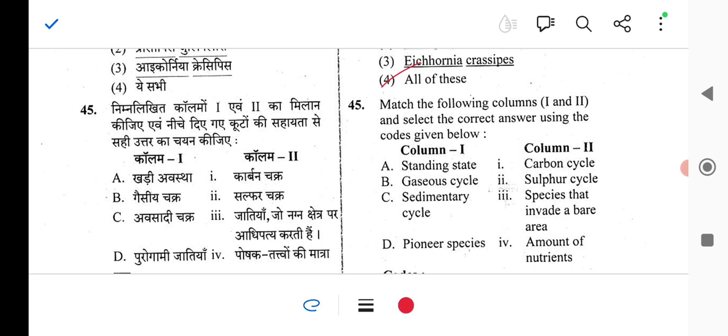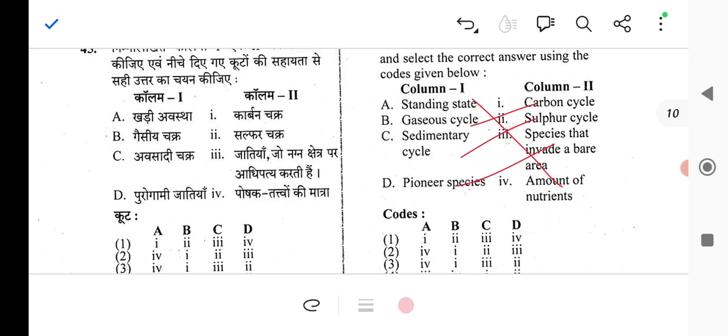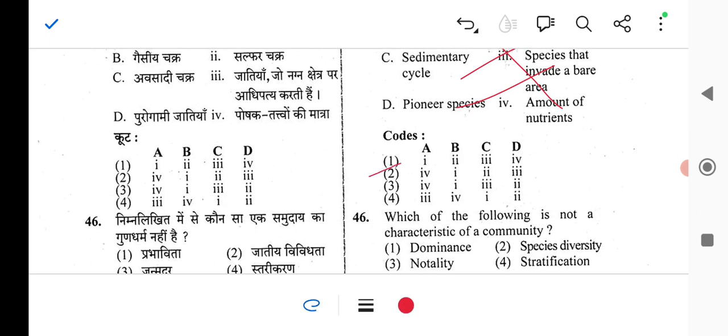Next is, match the following. Standing state, okay, standing state is the amount of nutrient. Gaseous cycle is carbon cycle. Sedimentary cycle is sulfur cycle. Pioneer species is species that invade a bare area. So here answer B is correct.